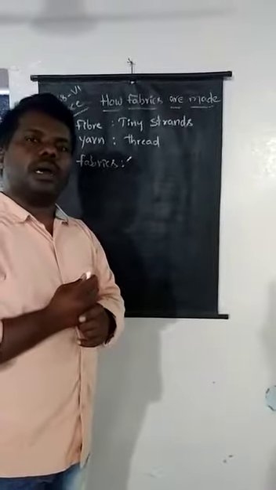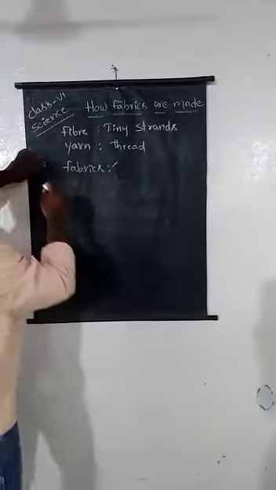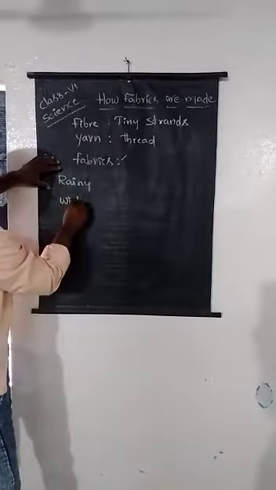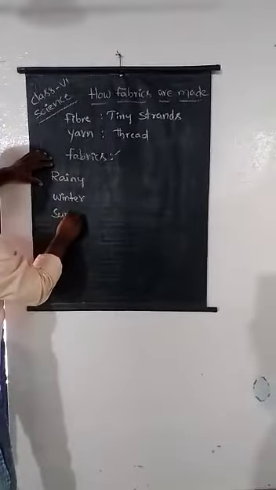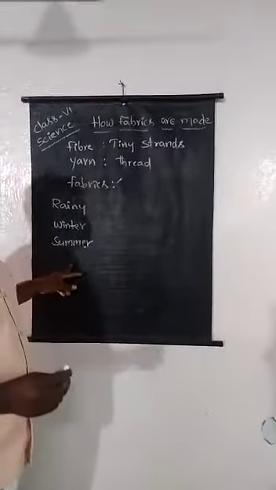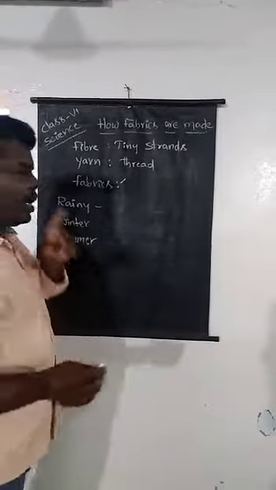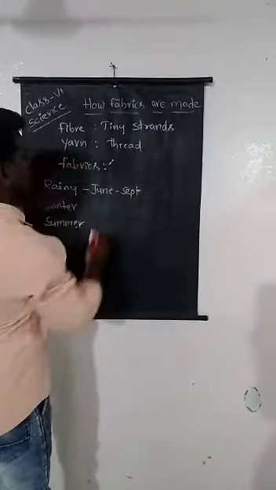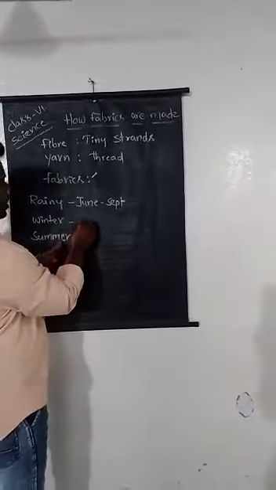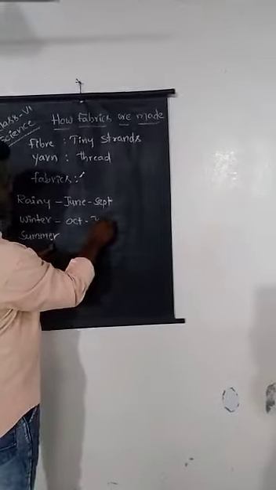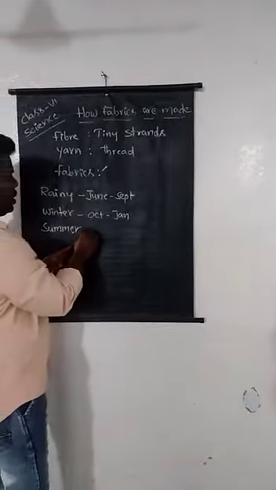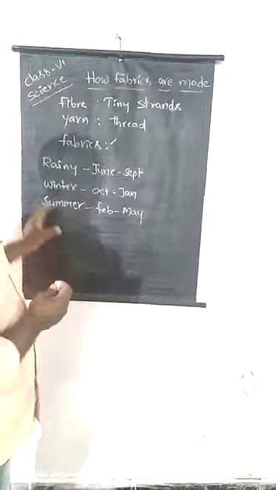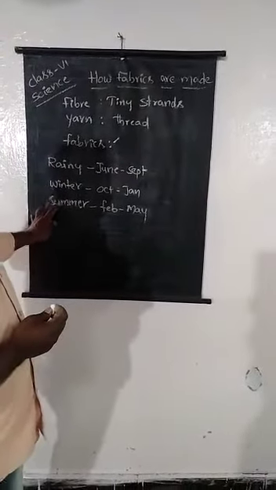In India, we observe different seasons: the rainy season, winter season, and summer season. The rainy season is during the months from June to September, the winter season from October to January, and the summer season from February to May. These are the main seasons in our India.